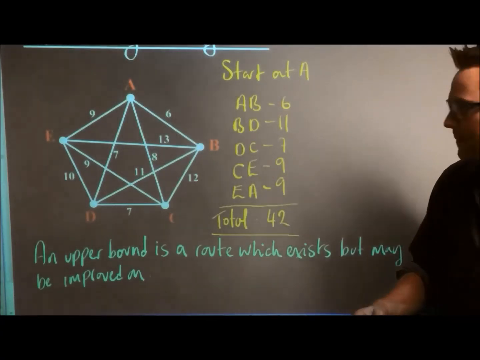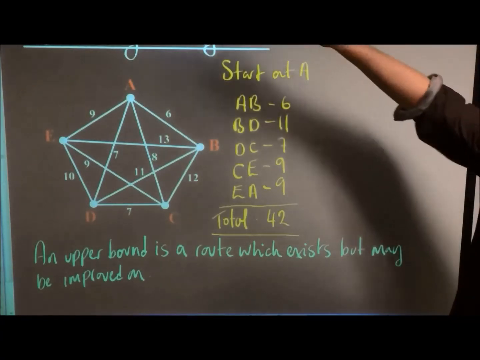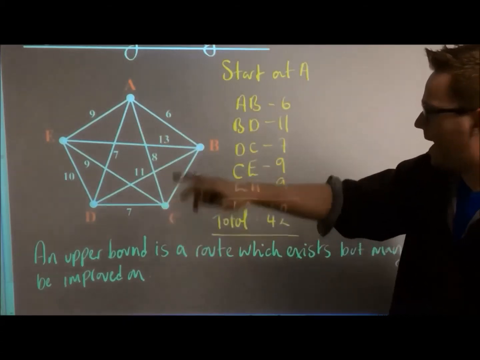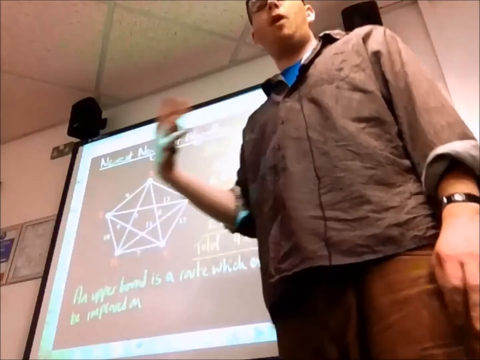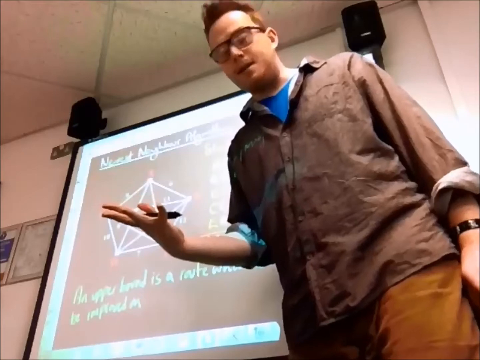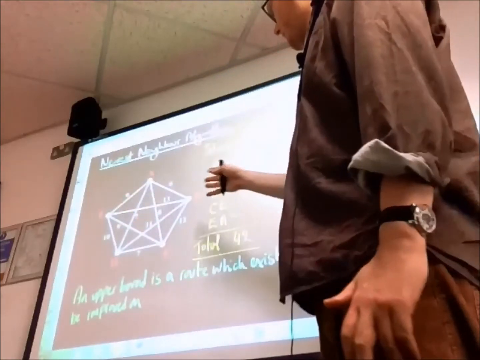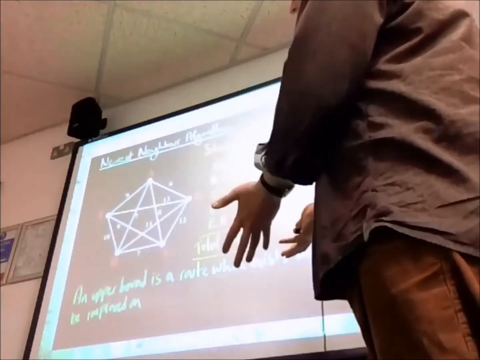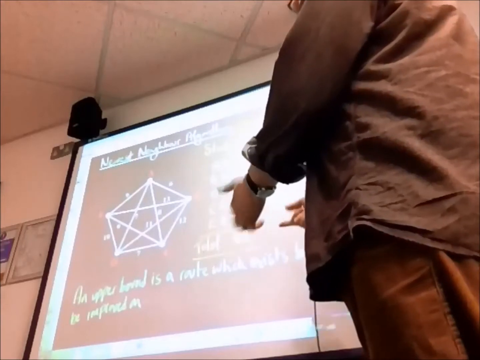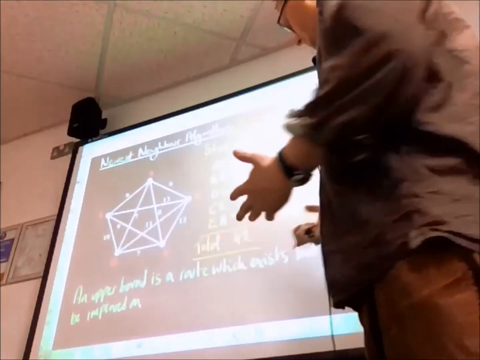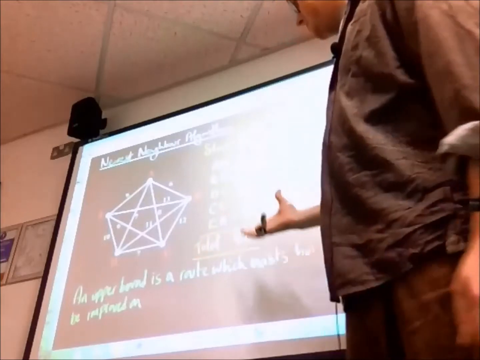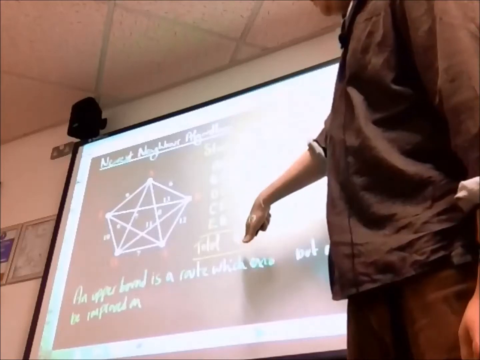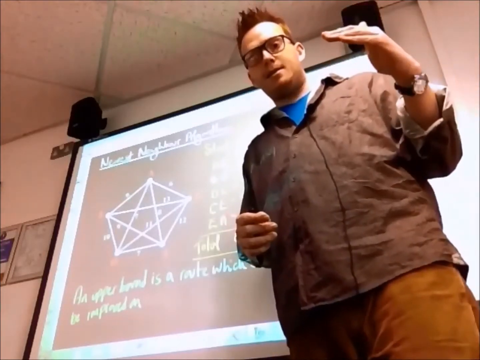So let's just talk about what that means. I've just done a route starting from A, and the route was A to B, B to D, D to C, C to E, and E to A. So what I have there is a route that exists, and I know that it exists because I've just done it. And we've got a total of 42, so it's a route that exists, but it might not be the best route. There might be a shorter route, so it's a route that exists, but may be improved upon. So at the moment, this value, 42, is the upper bound for the answer.